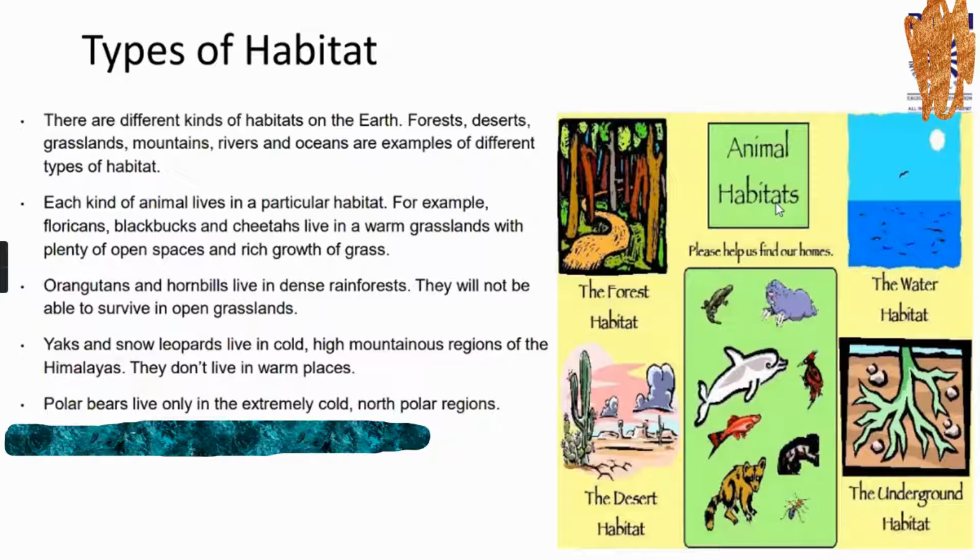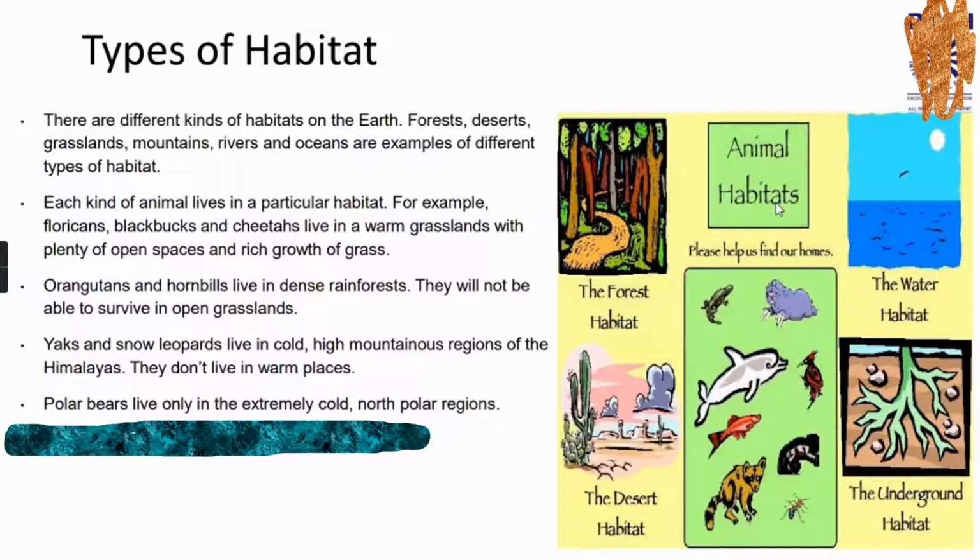For example, floricans, a type of bird, blackbucks, and cheetahs live in warm grasslands with plenty of open spaces and rich growth of grass. Such animals can't survive in the rainforest, which is wet and occupied with trees. Orangutans and hornbills live in dense rainforests. They will not be able to survive in open grasslands. They need occupied spaces. Yaks and snow leopards live in the cold, high mountainous regions of the Himalayas. They don't live in warm places. They will not be able to.